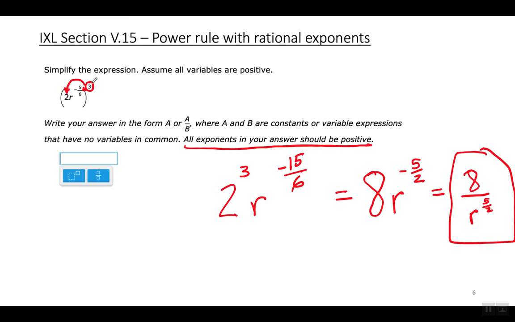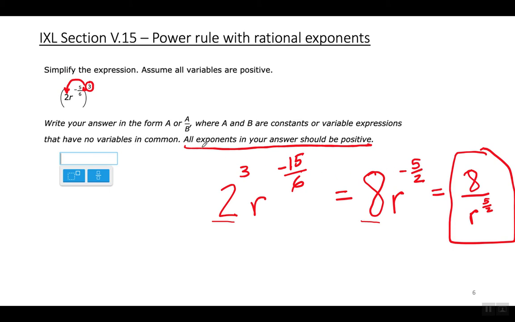So I'll go through it again. This exponent out here, this 3, I'm distributing that 3 to every term inside the parentheses, to the 2 as well as to the r. When I distribute it to the 2, it becomes 2 to the third power. And the r already has an exponent there, which is negative 5 over 6. So I got to multiply that exponent, negative 5 over 6 times 3, which gives me negative 15 over 6. Now the 2 to the third power becomes 8. The r to the negative 15 over 6, I could simplify that fraction, negative 15 over 6. If I divide the top and the bottom by 3, I get negative 5 over 2.